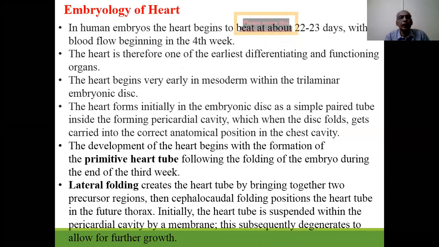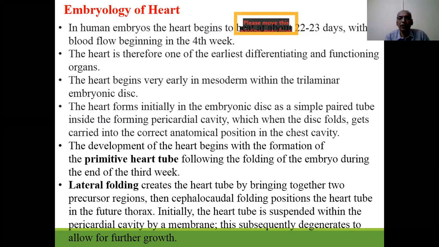embryology of heart. In human embryos, the heart begins to beat at the age of 22 to 23 days with blood flow beginning in the fourth week of life. The heart is therefore one of the earliest differentiating and functioning organs in the human body. Heart begins very early in mesoderm within a trilaminar embryonic disc. Heart forms initially in the embryonic disc as a simple paired tube inside the forming pericardial cavity, which when the disc folds gets carried into the correct anatomical position in the chest.